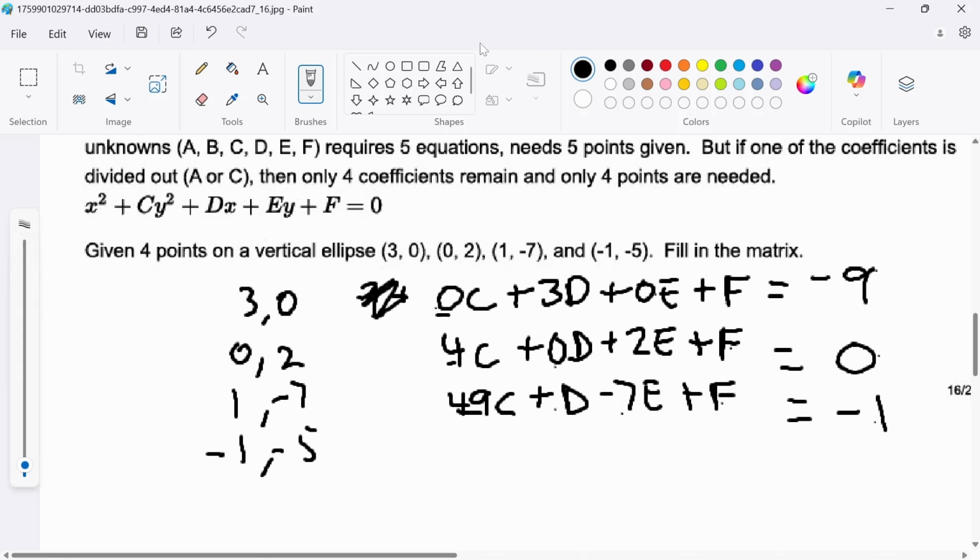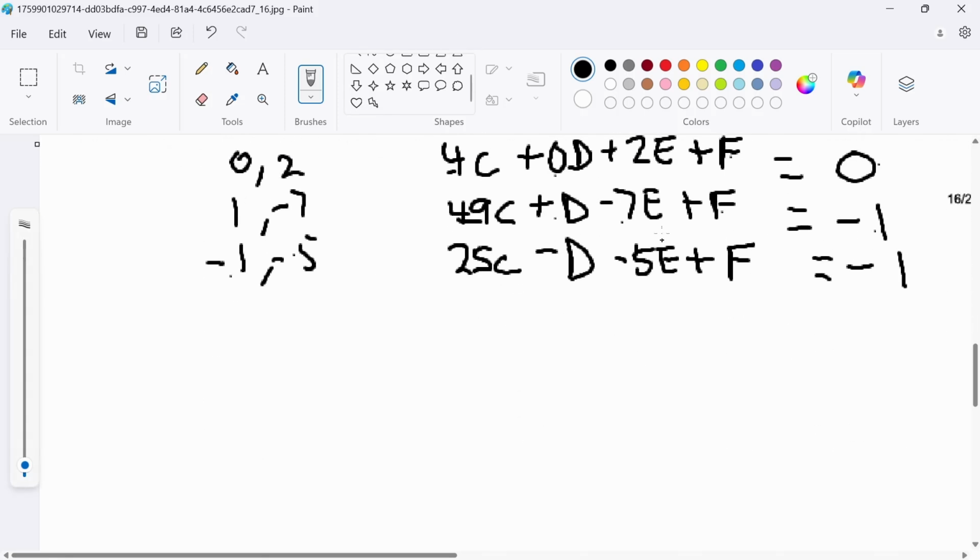In the solutions matrix, which is going to be a 4 by 1. And then the last one, negative 1 squared is 1. I'm going to subtract that 1 from both sides. And then I'm going to do cy squared. So negative 5 squared is 25c. X times d is negative 1d. E times y is negative 5e plus f. So that's what I'm going to enter into the matrix.